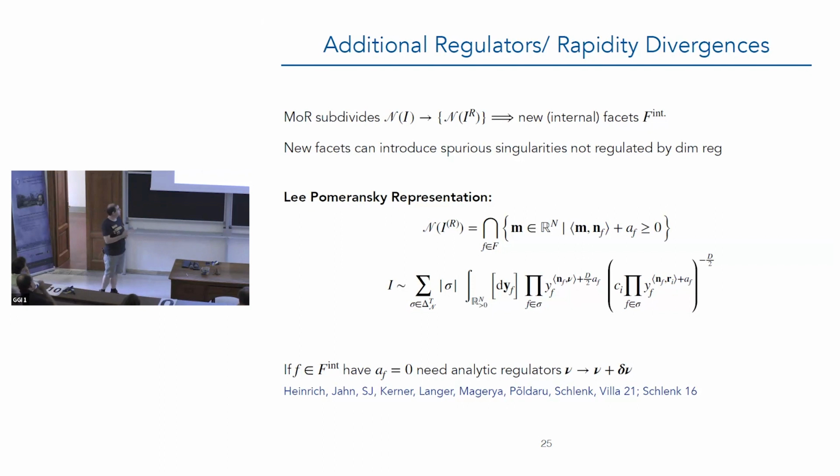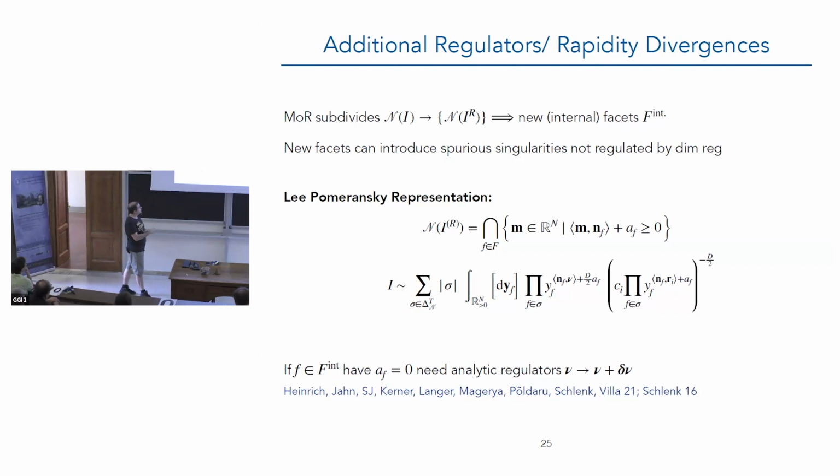Again, you get your Newton polytope. You work out your change of variables here. And now you will have some facets that are internal facets. They are new. You didn't see them before. And some of them will have this a_F, this sort of offset, set to 0. And if this is the case, then this singularity here, if a_F is 0, cannot be regulated by dimensional regularization because there's no epsilon at all in this y. It's just a 1 over y, a pure 1 over y.